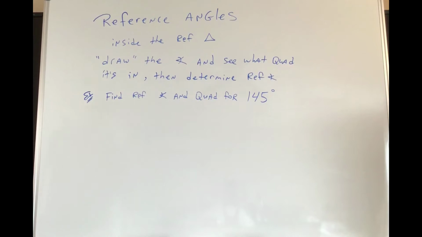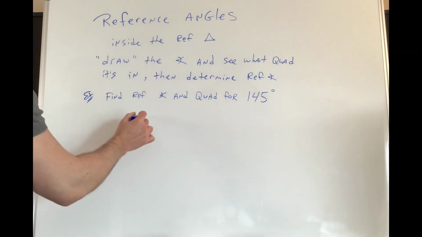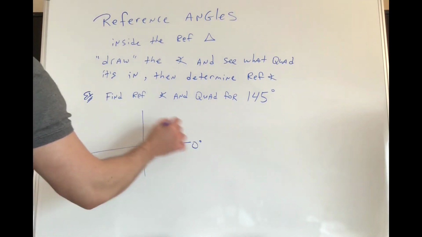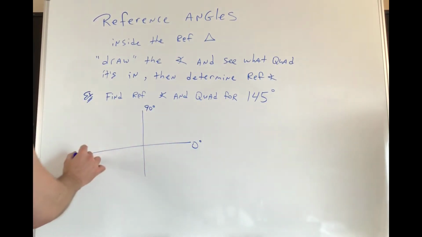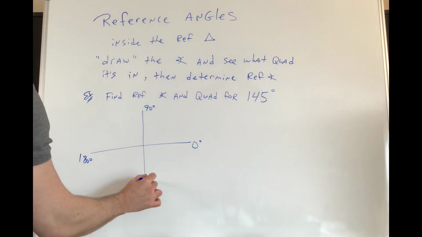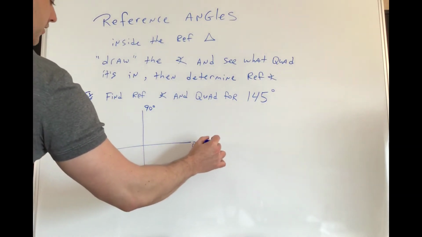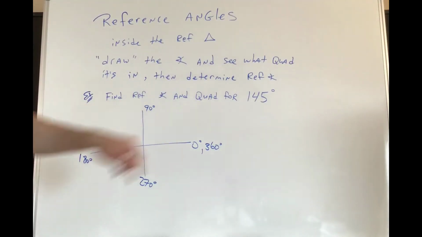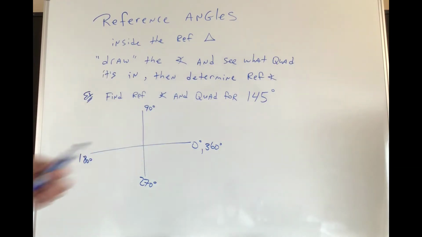So there is a problem. Find a reference angle in quadrant from 145. Now, I haven't even really given you a whole lot of detail of what this reference angle is supposed to be. Look, I'm going to draw myself a little grid here. I know that that's 0, that's 90, that's 180, and that's 270. And I know I come back around to 360, right? Each quadrant is 90, all the way around the circle.